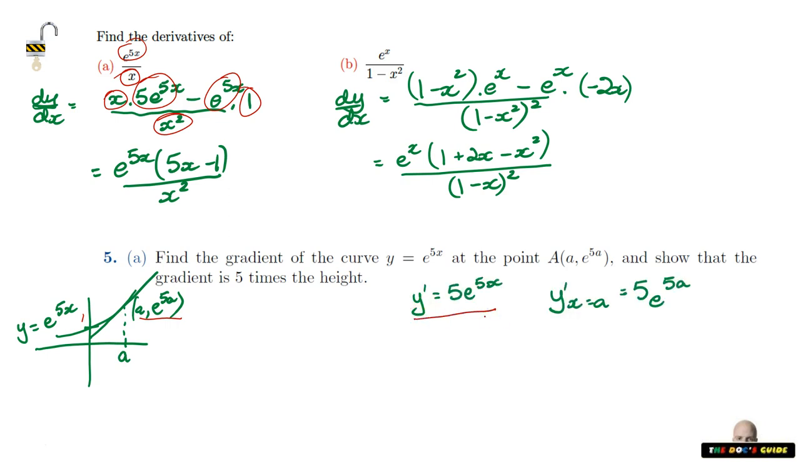So when we differentiate the curve, we get that. And we can see that that means that the slope of the curve at the point where x equals a is 5 times e to the 5a. And of course, e to the 5a is the height of the curve. It's the y value. So this is that statement in words written more formally, that the slope of the curve at x equals a is equal to 5 times the y value of the curve at x equals a.